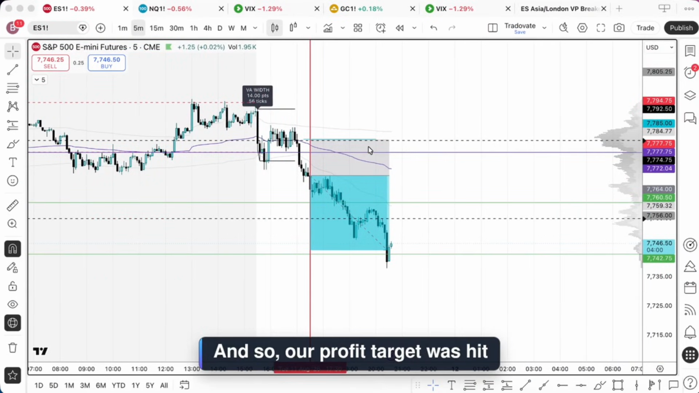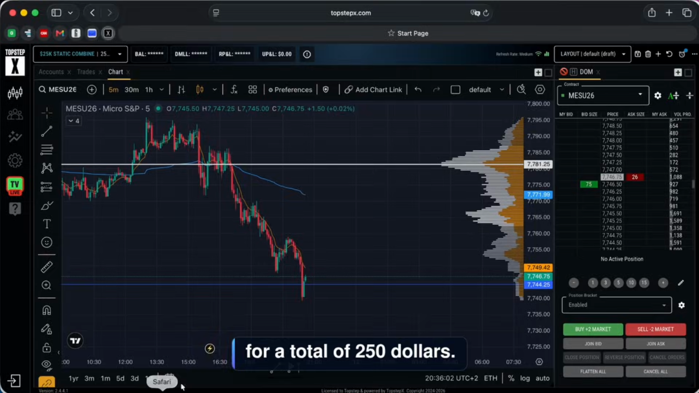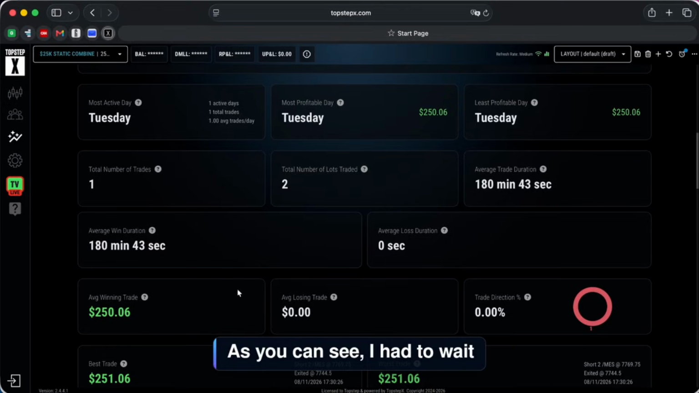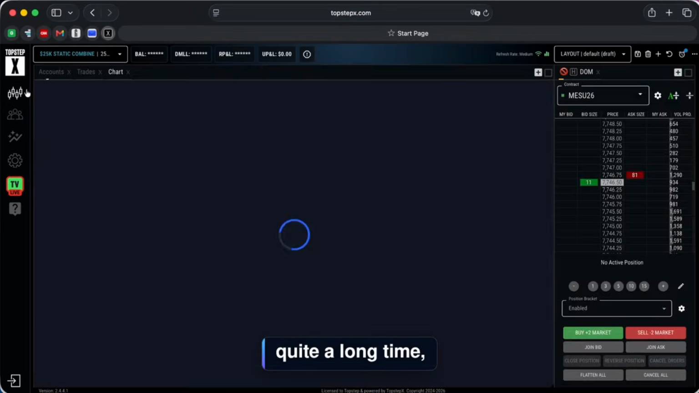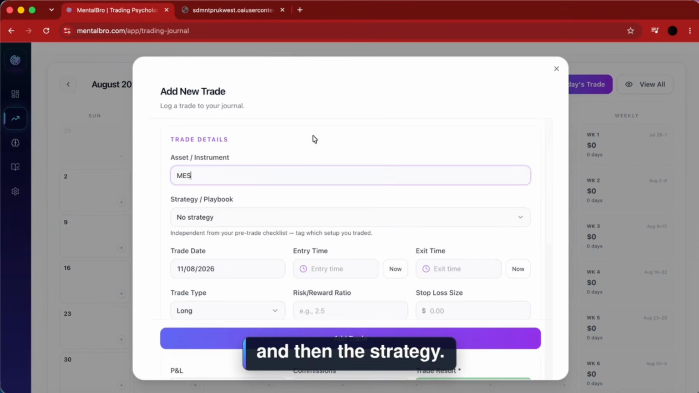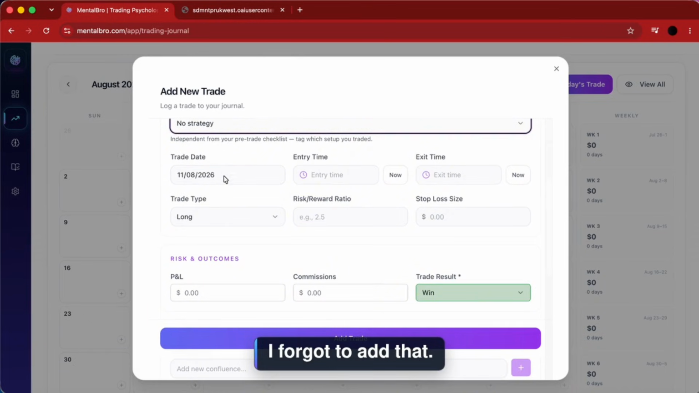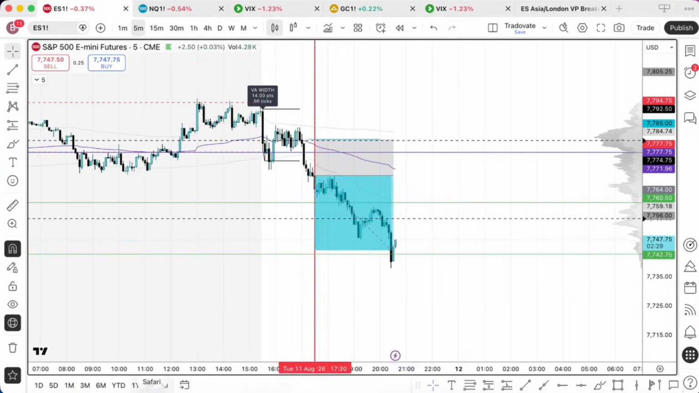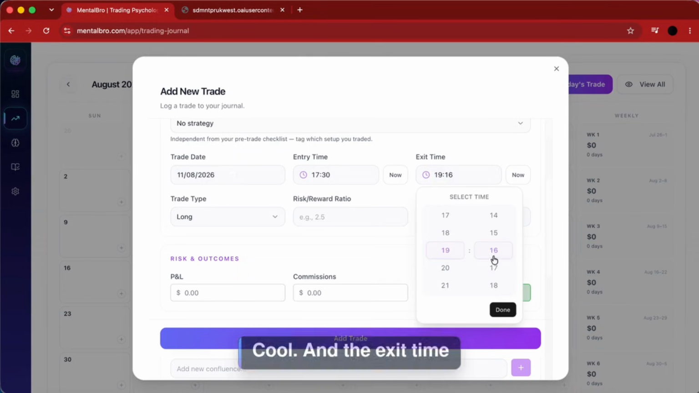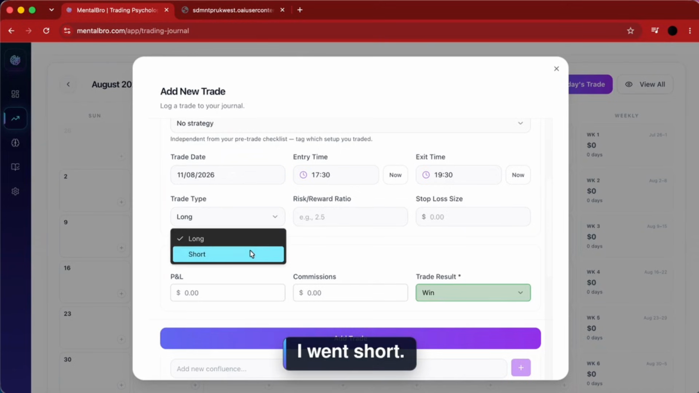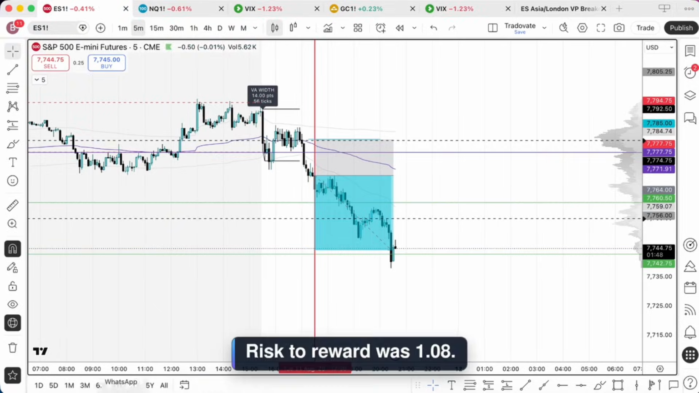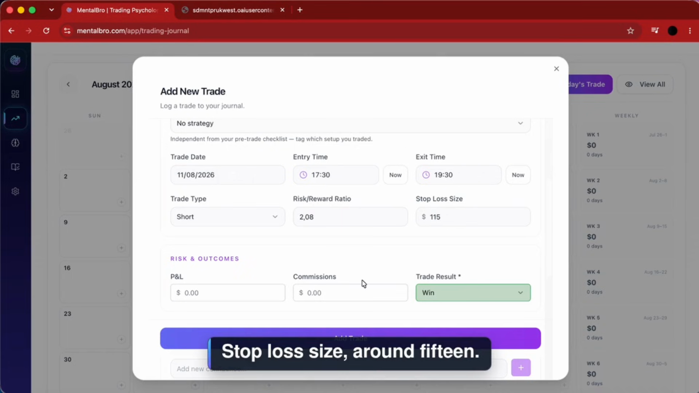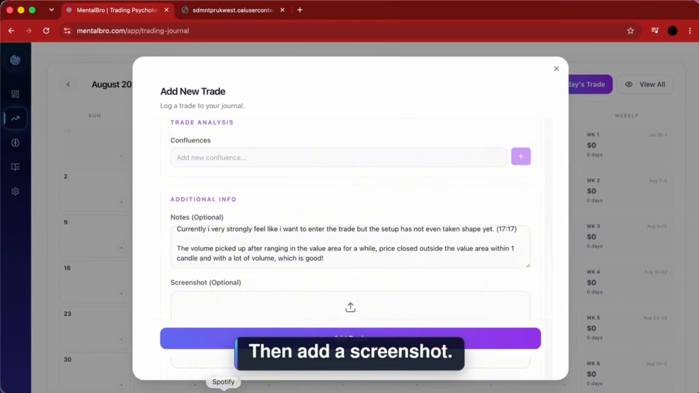And so our profit target has been hit for a total of $250. Awesome. As you can see, I needed to wait pretty long, but it got there finally. I added it to MES, to the MentalBro strategy. I forgot to add that. All right, so entry time. Entry time was 17:30. And exit time around this time. A short, risk to reward was 2.08. Stop loss size was around 115. Okay, now the $250 and a screenshot.